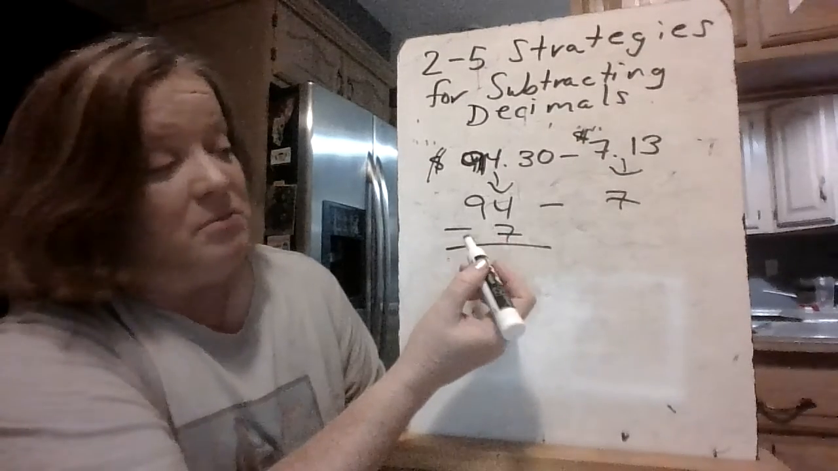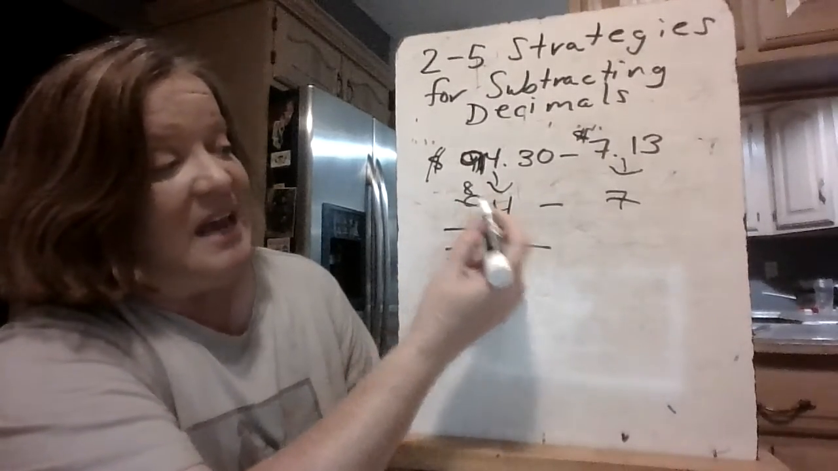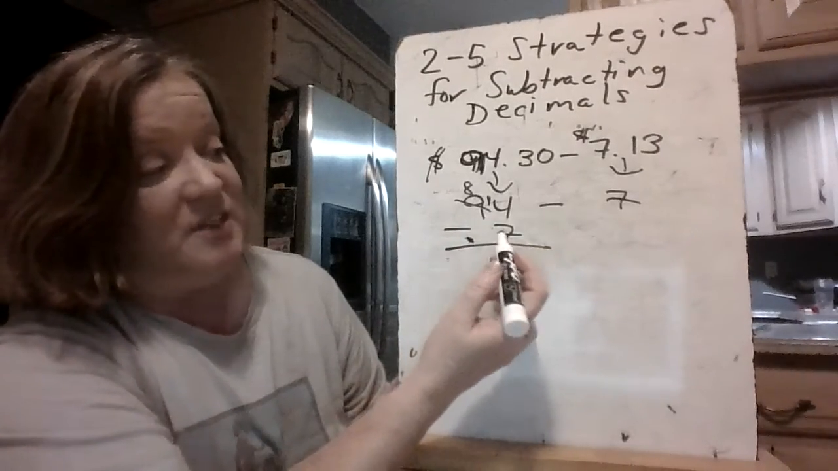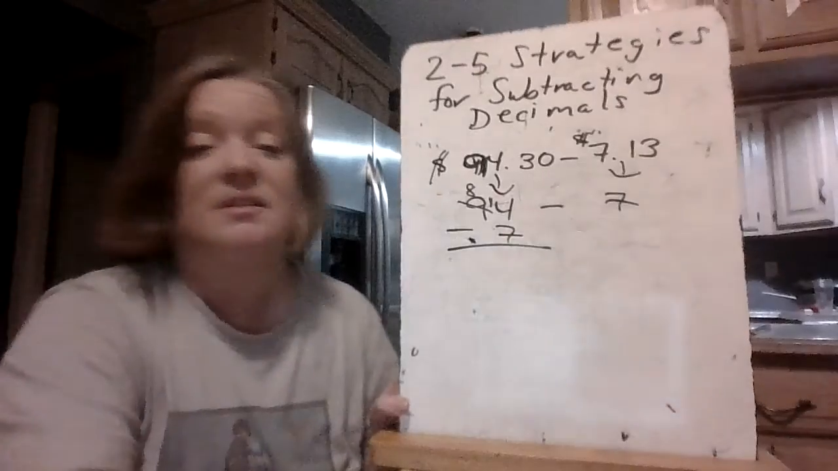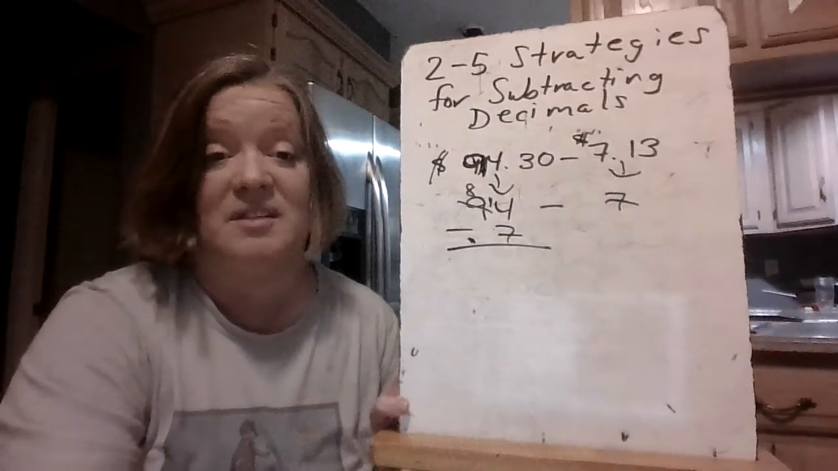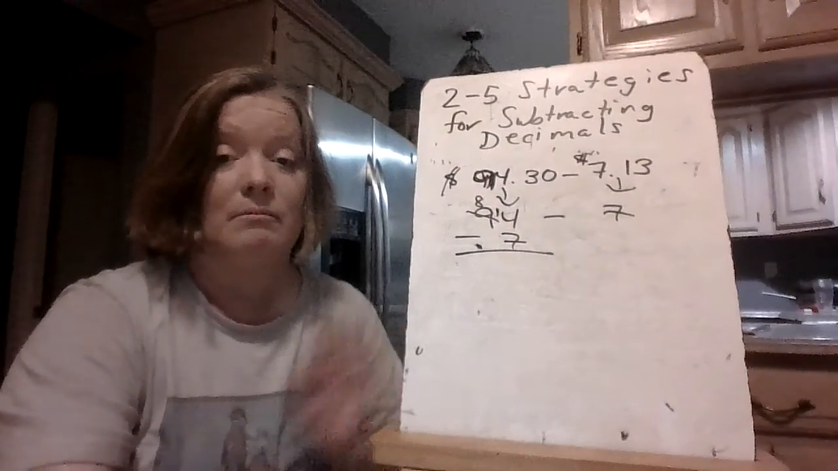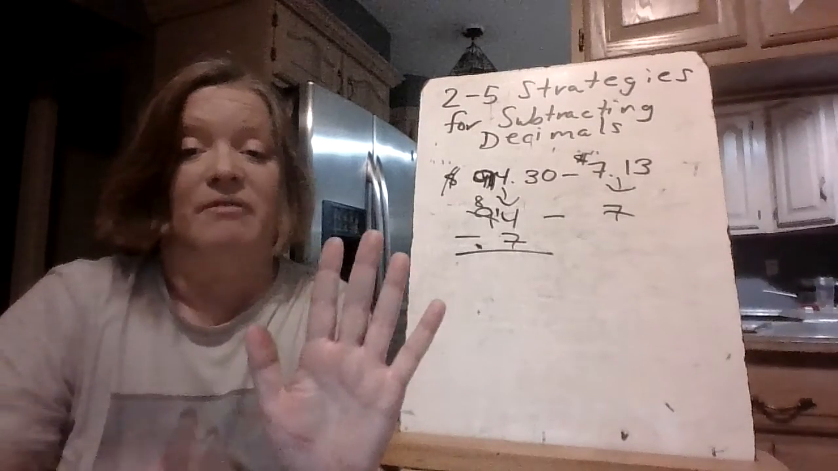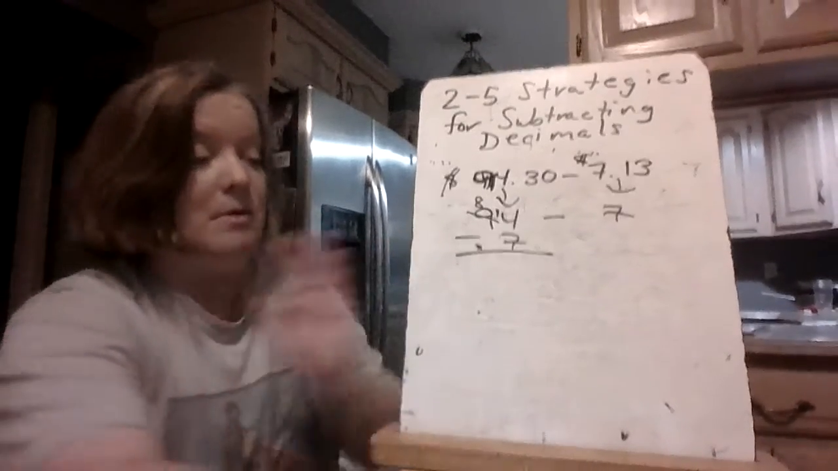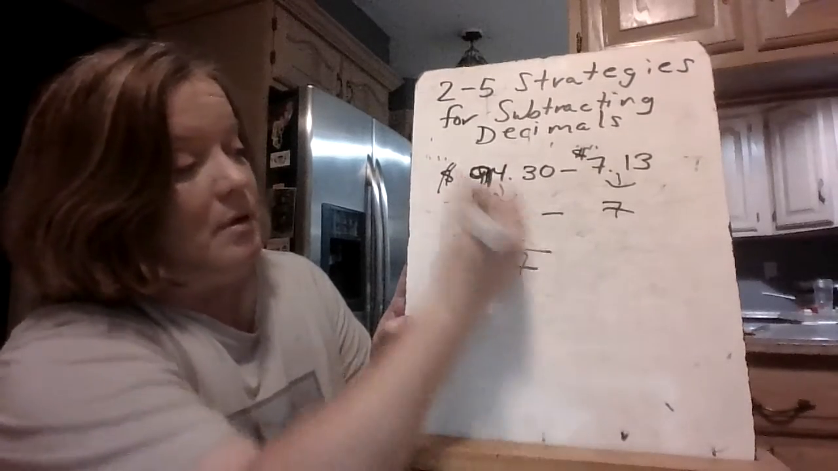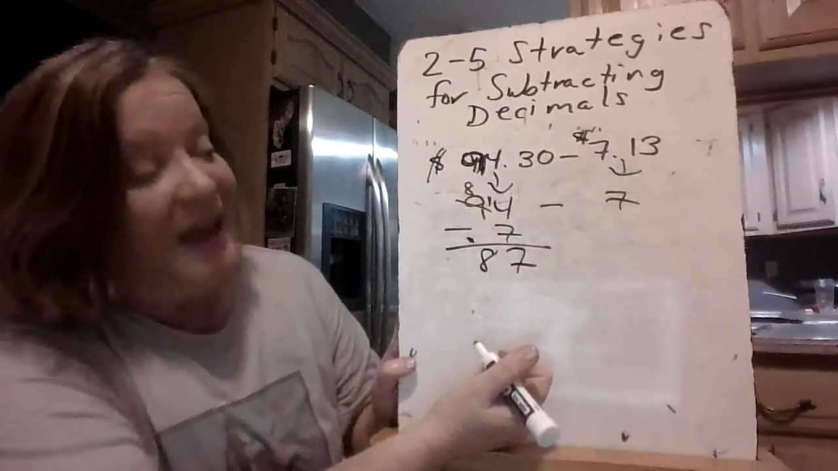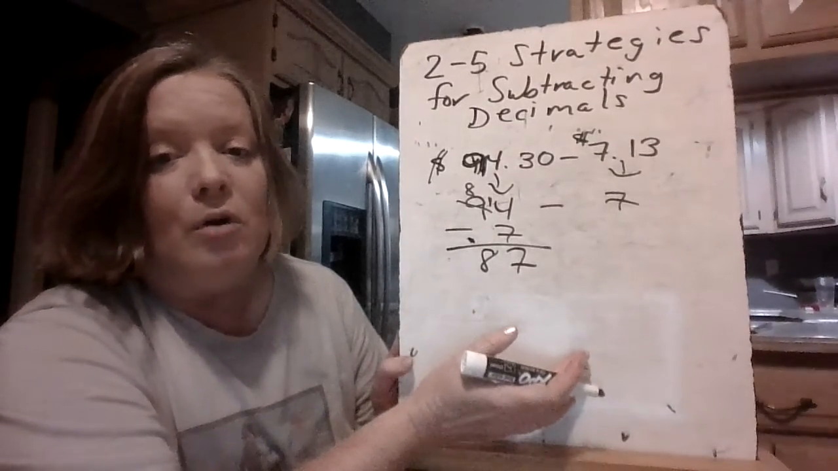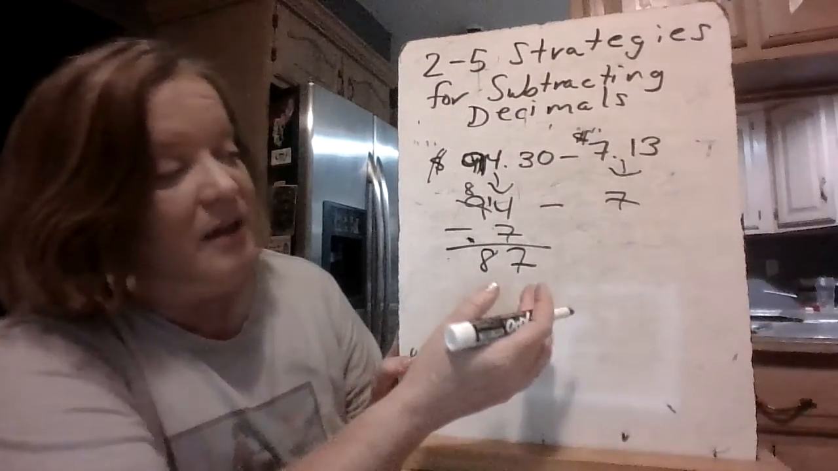7 from 4, can't do. 9 becomes an 8. I'm lending him 10. So 10 plus 4 gives me 14. I'm going to count up from 7 to 14. So 7, 8, 9, 10, 11, 12, 13, 14. That's 7. My 8 comes down. So my answer should be in and around the ballpark of 87, okay?